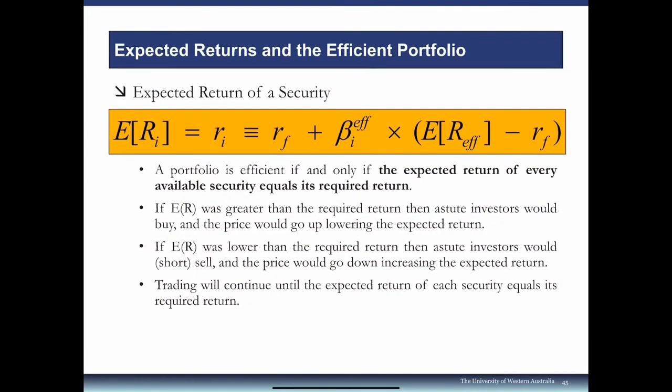And now let's go on to define it more formally. So the expected return of a security, E[RI], we can just write as shorthand RI, equals RF plus the beta of I with the efficient portfolio times E[R efficient portfolio] minus RF. And the portfolio is efficient only if the expected return of every available security equals its required return. So if E[RI] was greater than the required return, then astute investors would buy and the price would go up and lower the expected return. If E[RI] was lower, then they will sell. So the trading will continue until the expected return of each security equals the required return. And this is when the market reaches equilibrium, right?